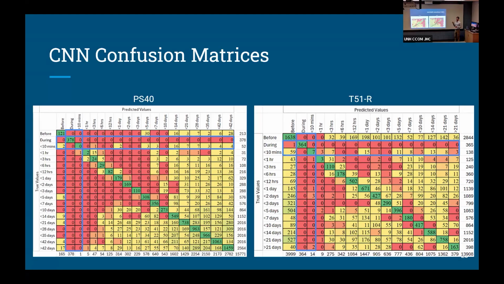During exposure was almost perfect accuracy, so when either system was turned on, the model knows when it is. Versus 10 minutes after, you can see right here, essentially 0 correct guesses. It doesn't know if it's within 10 minutes after. T51-R, only 7 correct guesses as compared to the dozens of incorrect predictions. And look at PS40, it almost never guesses before exposure except for when it is, versus after exposure. Looking at the T51-R, it sometimes does guess before exposure, even if it's hours or days afterwards, sometimes weeks.